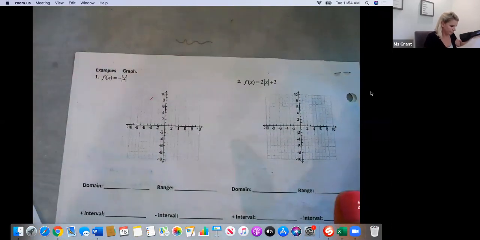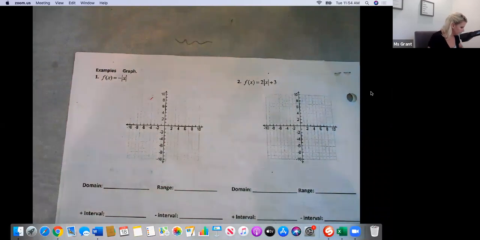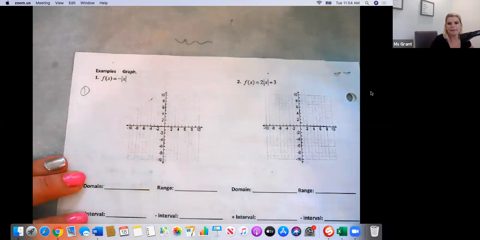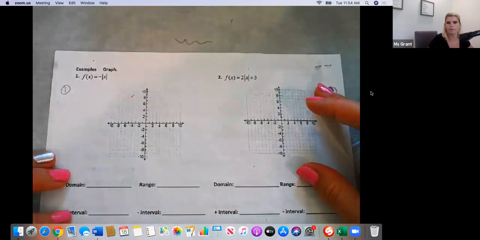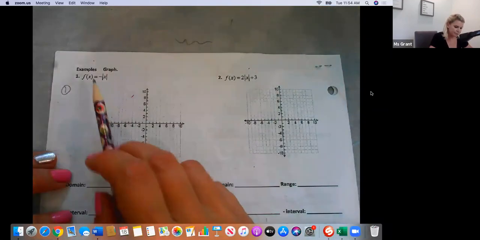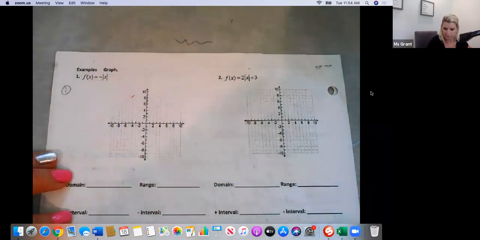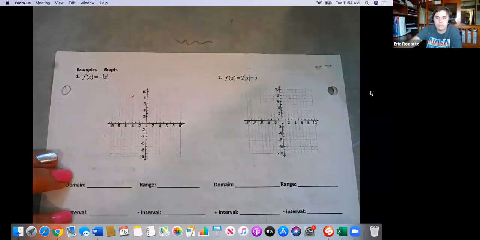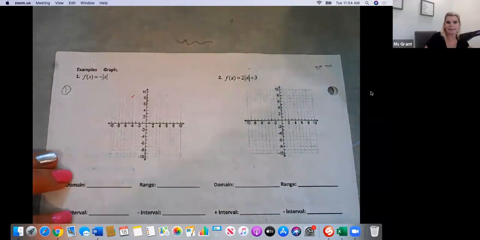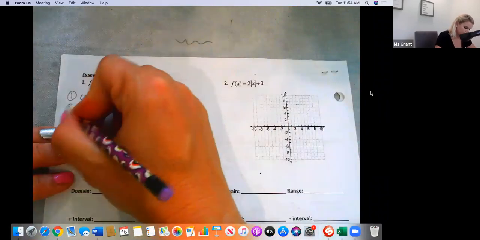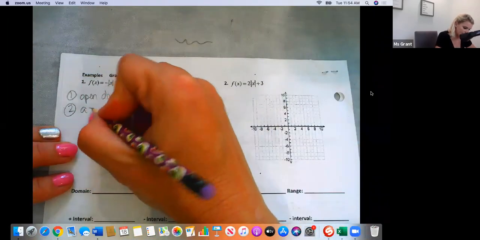This one, number 1 on the back. First of all, does it open upward or downward, guys? Look at the A. Alexis. Down. I'm hearing from the same people, guys, but Alexis, tell me. It opens downward. Yep. Okay. What is my vertex? Oh, because A is -1, sorry.